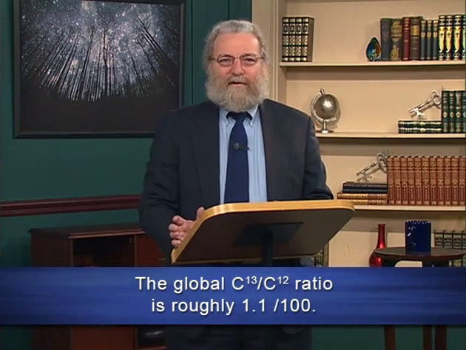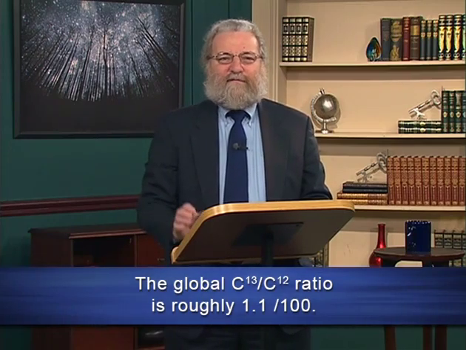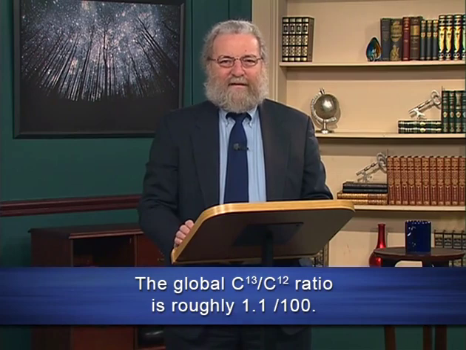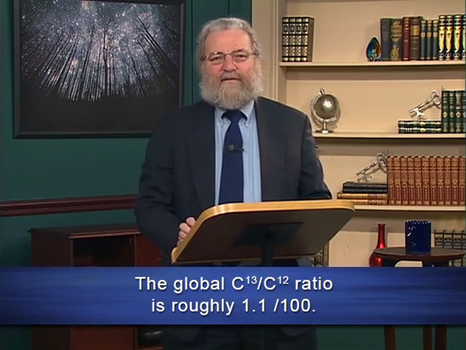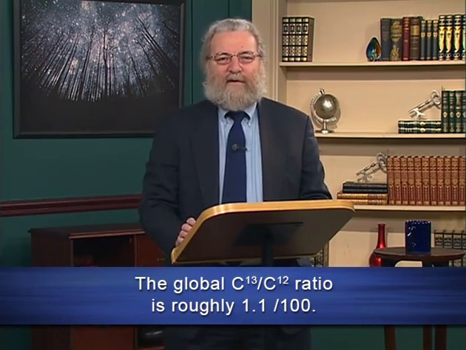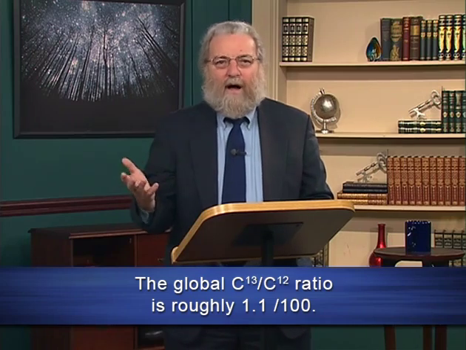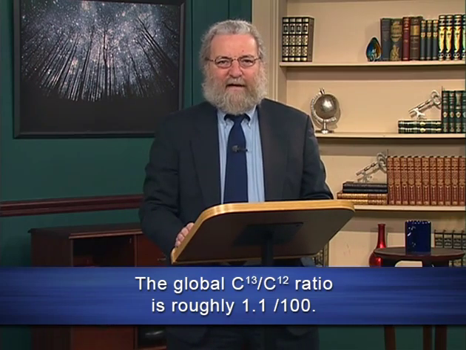The carbon-13 to carbon-12 ratio of a substance then reveals its chemical history, not just its origin, as we did by dating potassium and argon in rocks, for example, not just the conditions under which it was made, but its entire history, the processes it's gone through to reach the state in which we find it. The global carbon-13 to carbon-12 ratio is roughly 1.1 to 100. That is, there's 1.1 atoms of carbon-13 for every 100 atoms of carbon-12 in, for example, the carbon dioxide I breathe out of my mouth.